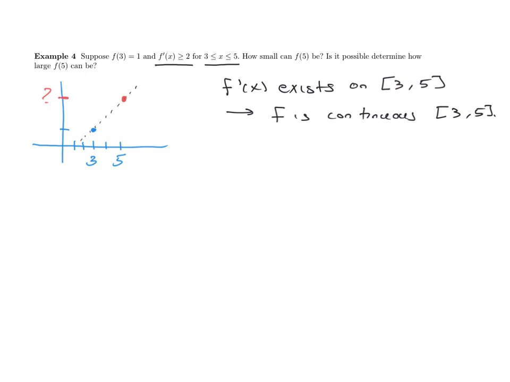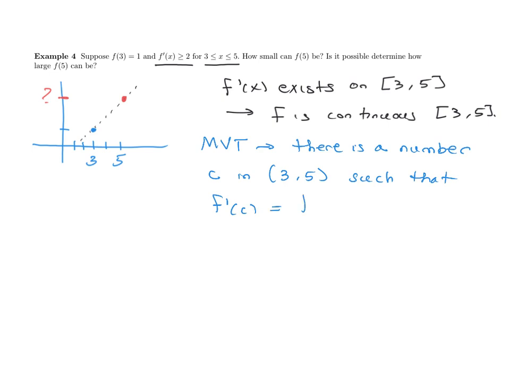What this all means is we can apply the mean value theorem to this problem. And what does the mean value theorem say? It says, by the mean value theorem, there is a number C in the interval from 3 to 5 such that f prime of C is equal to f of 5 minus f of 3 all over 5 minus 3. Okay, now we don't have a formula for the function, so we can't actually simplify this, but it turns out in this problem, that's a good thing.